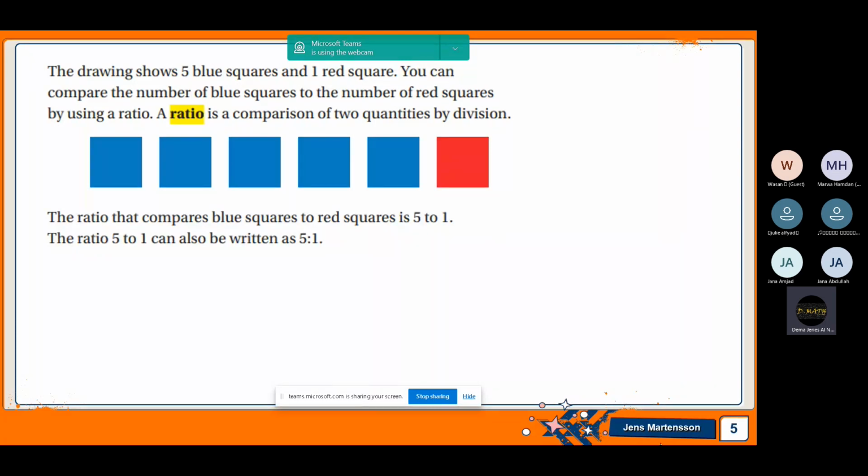And the last one, part to whole, like a fraction. Red to whole is 1 to 6. Blue to whole: how many are blue? 5. Whole is 6. So 5 to 6.